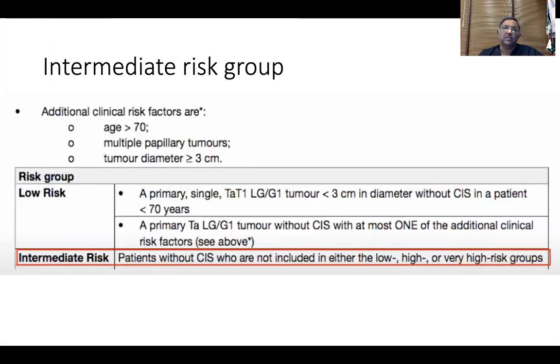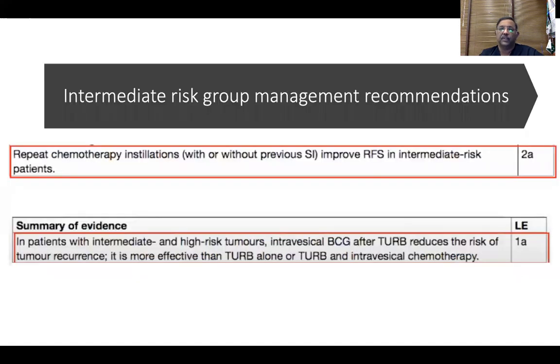So treatment of intermediate risk patients. Intermediate risk patients without CIS are the ones which is more of an exclusion diagnosis, so that they don't belong to low, high, and very high risk. They are actually intermediate risk patients. And for intermediate risk patients, repeat chemotherapy instillation improves the recurrence-free survival.